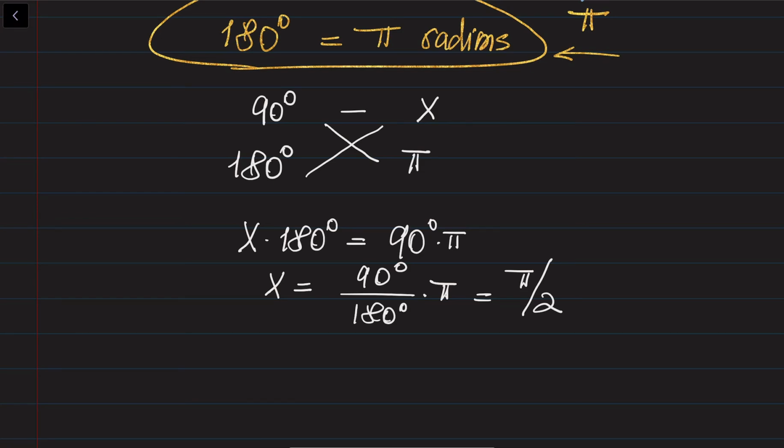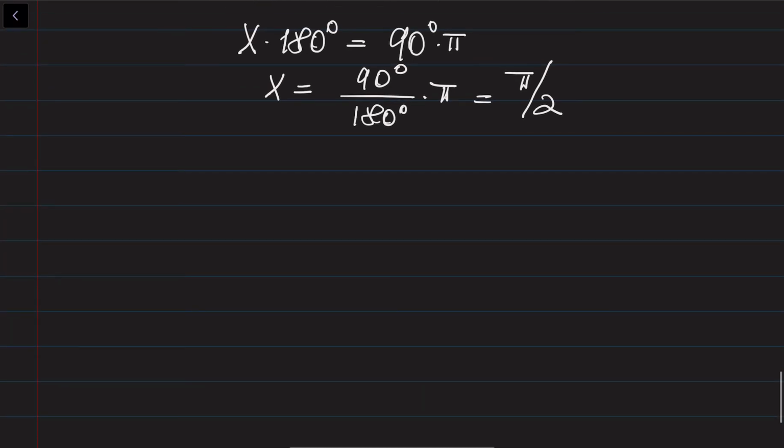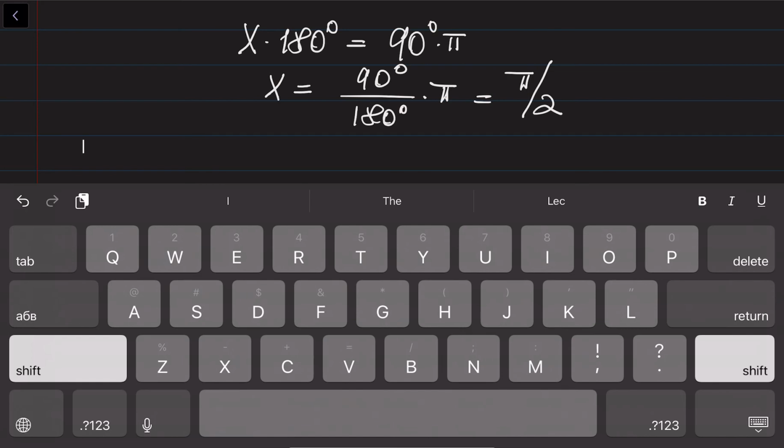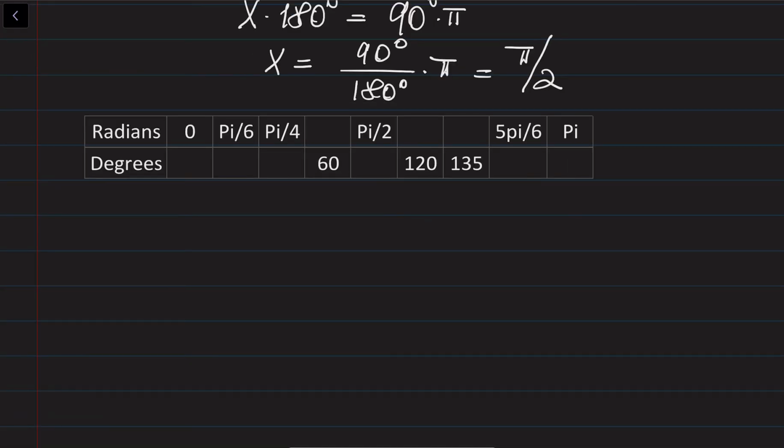I mean, that was clear from the beginning, because 90 degrees is just half of 180 degrees. That's why x is going to be half of pi. So let's make a table to write down the representations of some angles. I'm going to put the table here, and we'll try to fill the table.